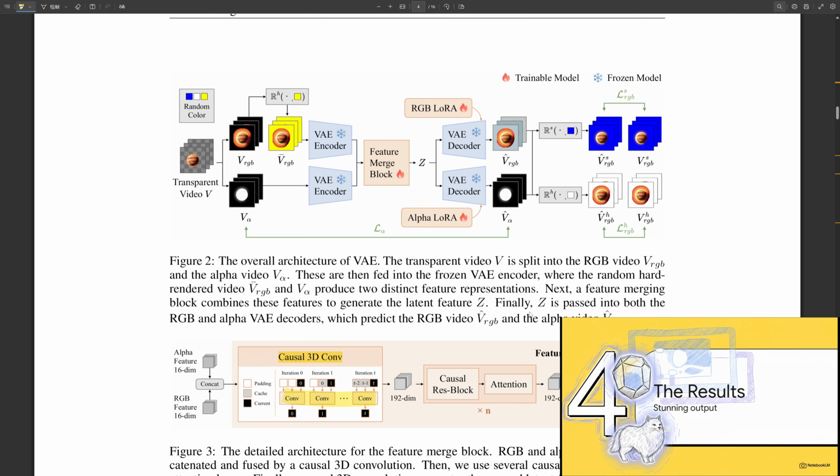Okay, so that's the theory. A better dataset, a smarter architecture. But does all that academic work actually pay off? Let's take a look at what this thing can do.